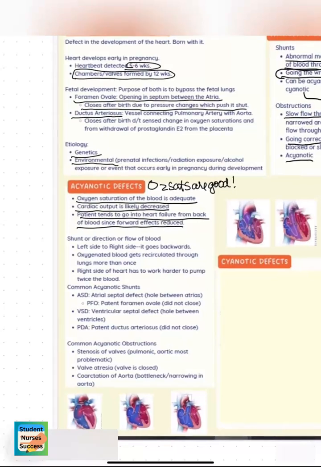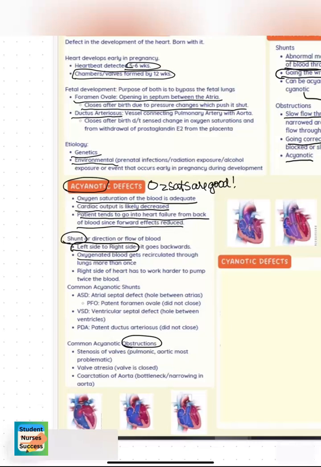Now, acyanotic defects can be either shunts or obstructions. You can have either. With a shunt, we know that the direction or flow of the blood is not correct. But because it's acyanotic, we know the O2 saturation is good. So an acyanotic shunt is a left to right shunt. The blood has gone to the lungs, it has become oxygenated, but it's going back through the right side of the heart again from the left side to the right and getting oxygenated again. So it's actually going backwards through the heart.